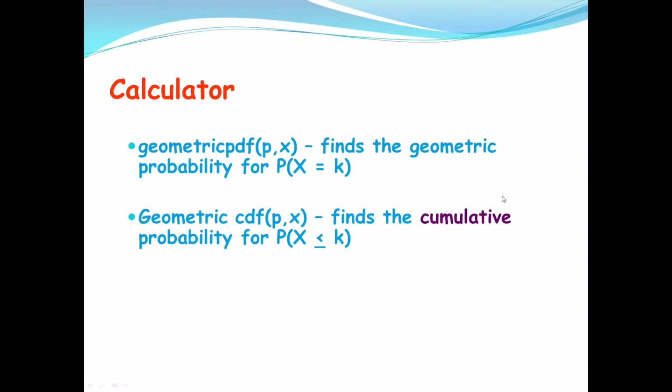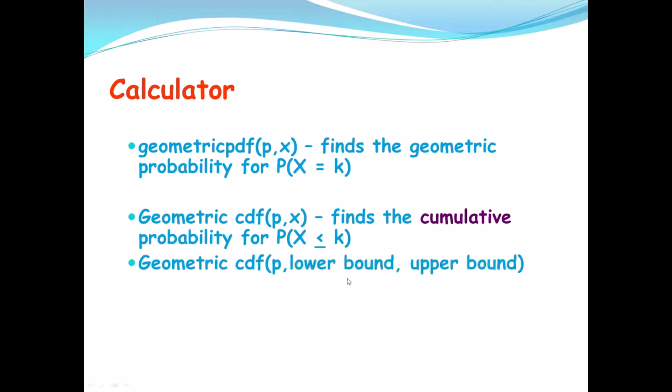All right, so you have a geometric PDF in your calculator, which is for exact values, like your first boy is the 3rd child, exactly the 3rd child born. And then you have a geometric CDF for things like at least, at most, less than, greater than. This is going to find your cumulative probability, and in your calculator it's going to be p lower bound, upper bound. And if it's going toward infinity for the upper bound, you can put in a big number like 10,000 or something like that, and you'll get the exact answer.